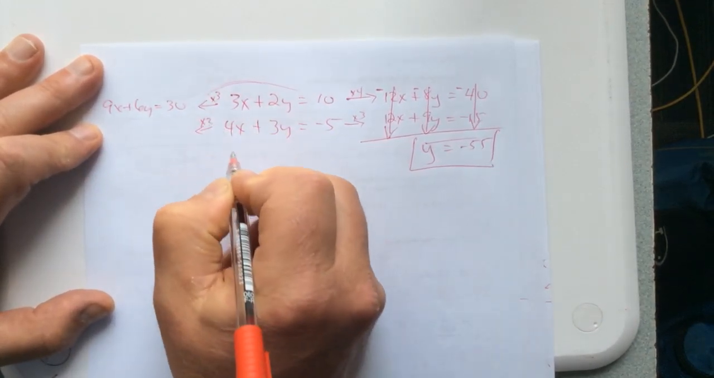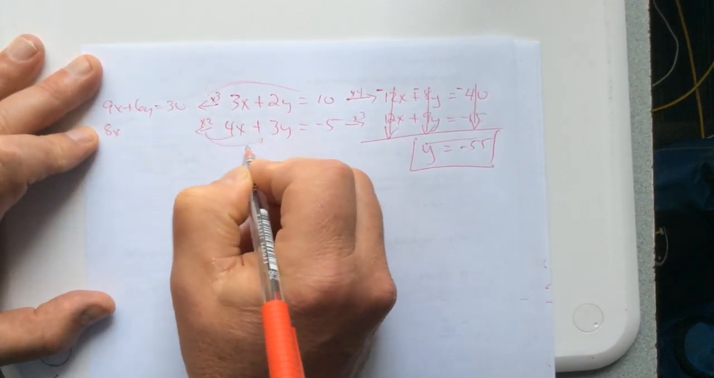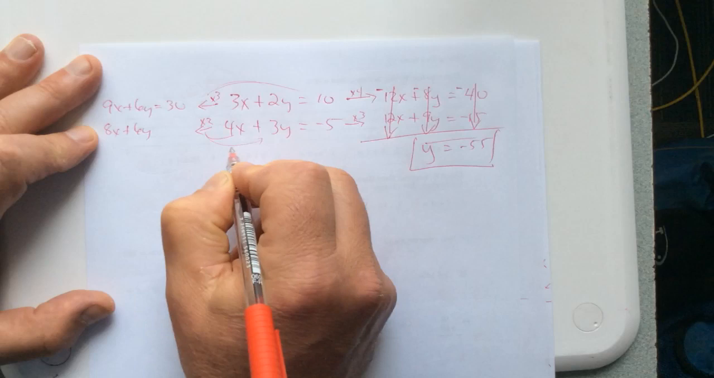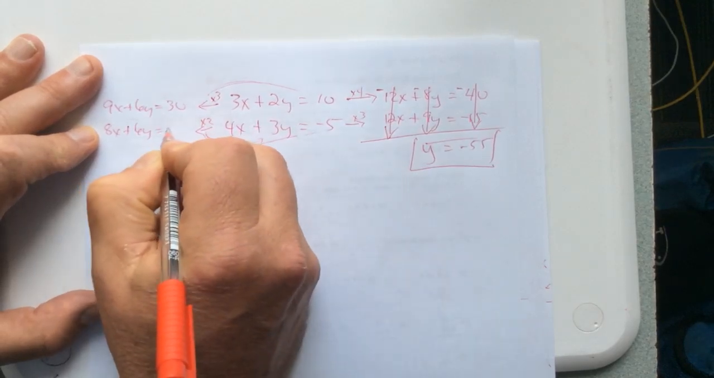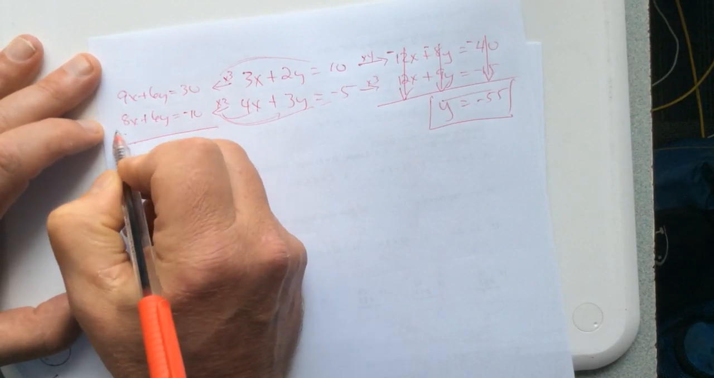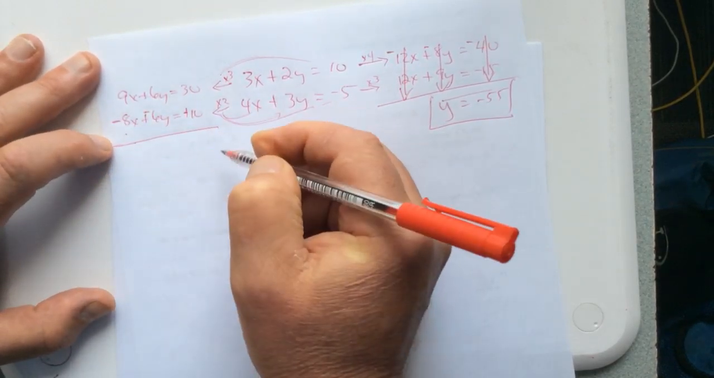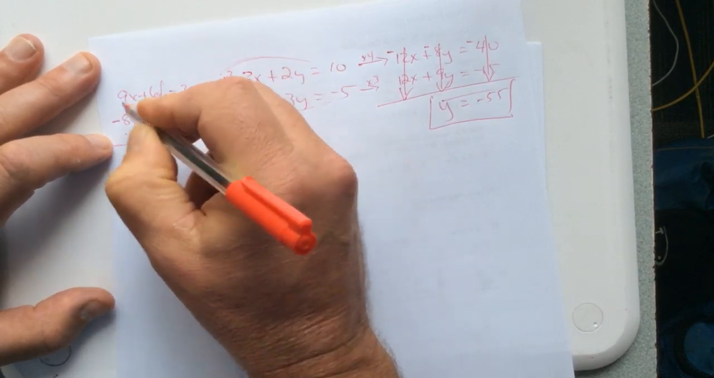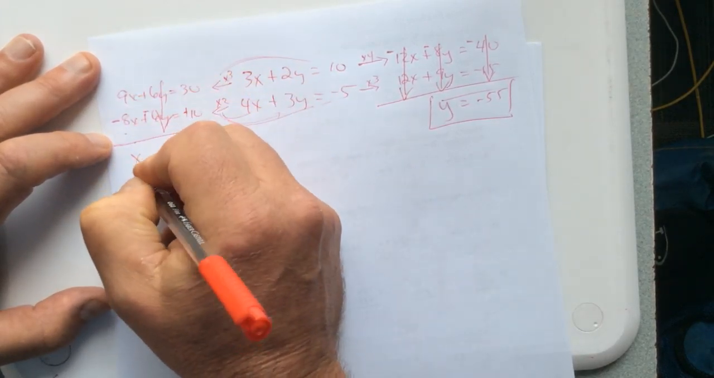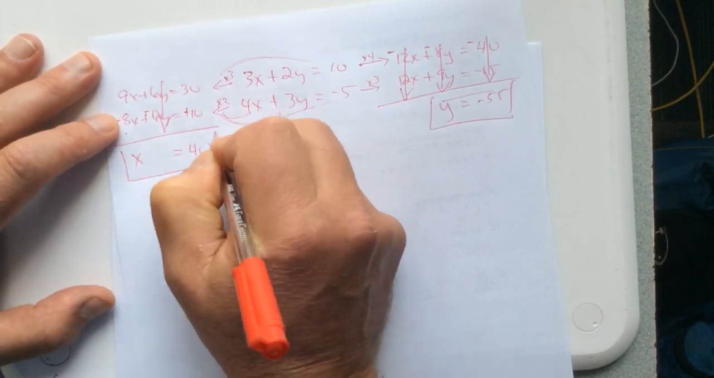I'm going to multiply these by 2. 2 times 4 is 8x. 2 times 3 is 6y, and 2 times negative 5 is negative 10. This time I'm going to change all these signs, so negative, negative, positive. Now the y's are gone. 9x minus 8x is x, and 30 plus 10 is 40.